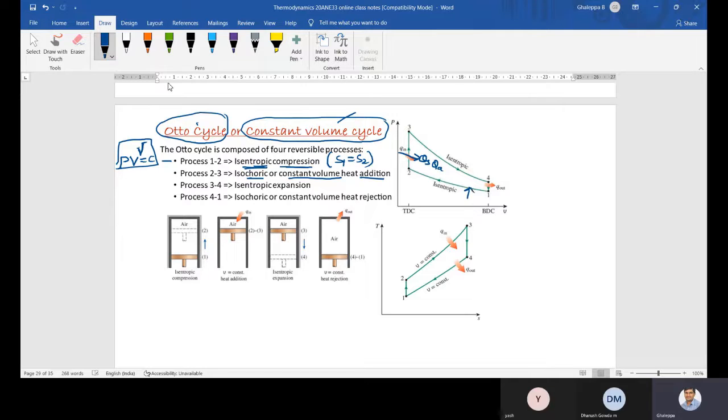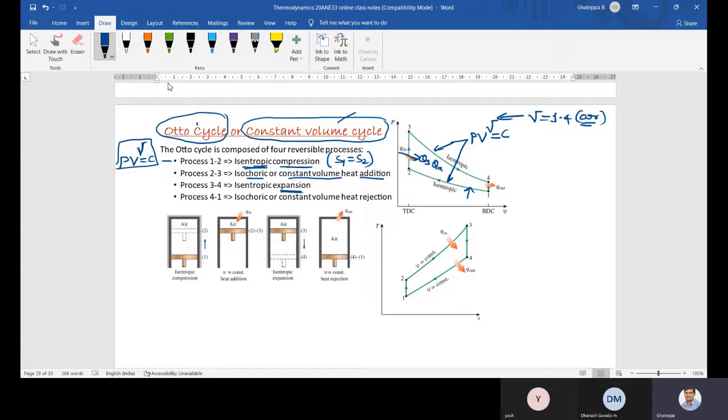So 1 to 2 is isentropic. Process 3 to 4 is isentropic expansion. For expansion as well as for compression, the third and the first process, I will be applying this equation, PV^γ is equal to constant. This gamma value is 1.4 for air. Remember, if this value is not given in the numerical's given data, you need to take it as 1.4.